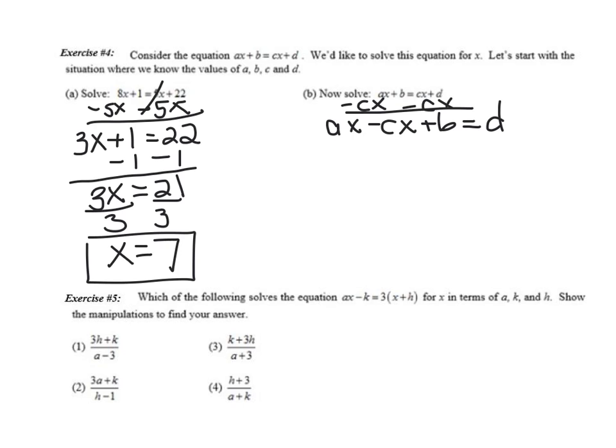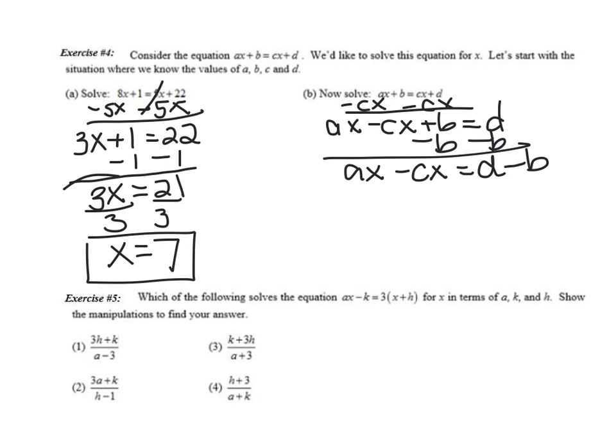Now we got to get rid of the plus b. So we're going to subtract b from both sides. So now I have ax minus cx equals d minus b. So now you look and you say, uh-oh, what are we going to do now? There's an x in two terms. You can't really combine those like terms because you do not know the value of a and c.